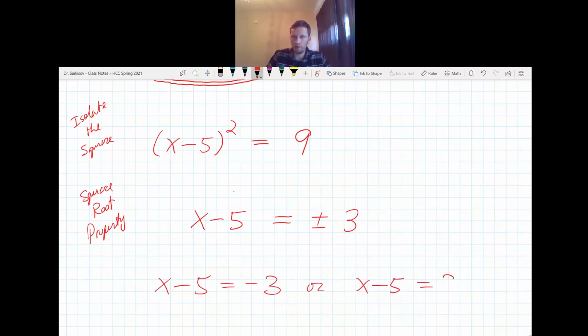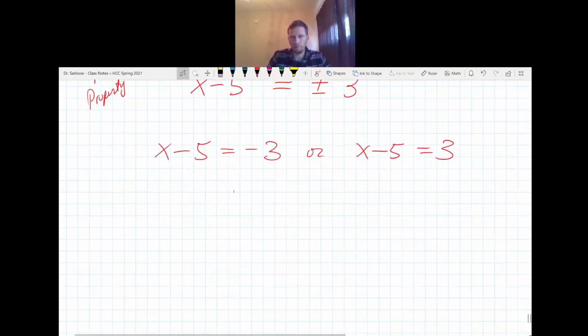Okay. Solve, right? Add 5 to both sides. Do that. x is equal to, what's a negative 3 plus 5? It's a positive 2. Or x is equal to, what's 3 plus 5? 8.